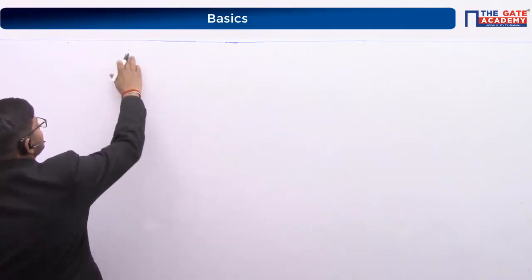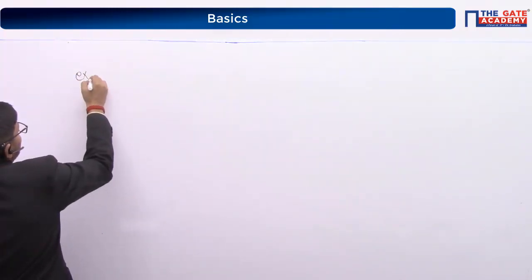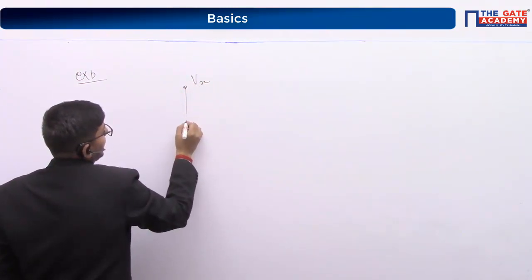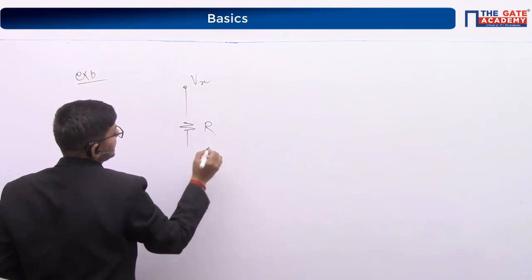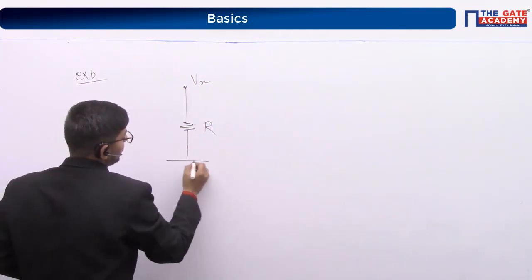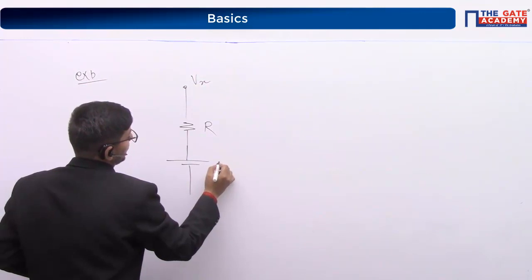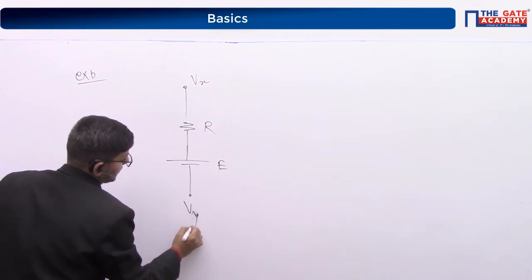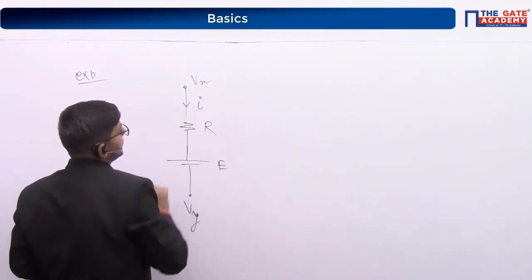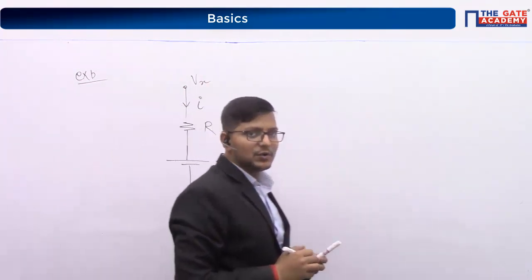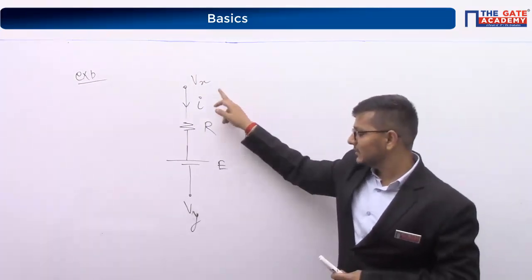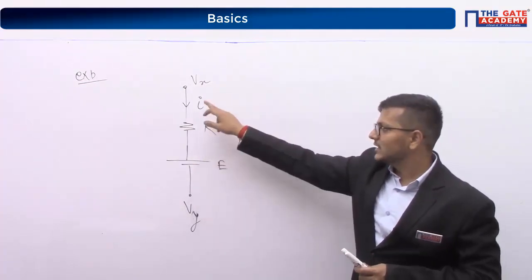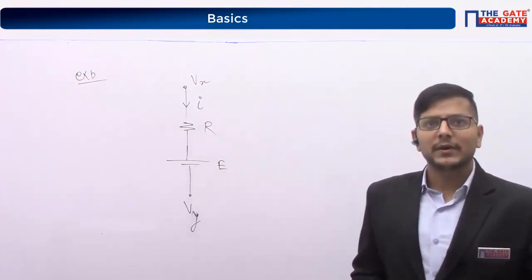Now the second question, based upon KCL. Suppose there is one point whose voltage is Vx, and there is one resistance of value R, and there is one voltage source of value E, and this point voltage is Vy. Can you tell me the value of I? What should be the value of I? Vx minus Vy by R.